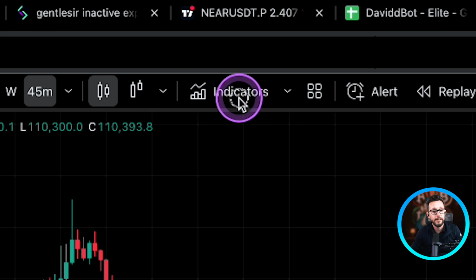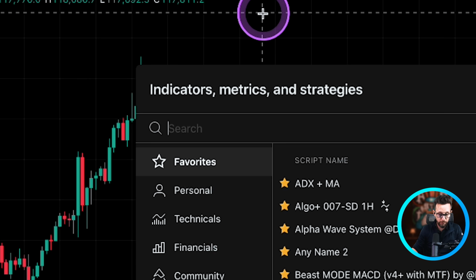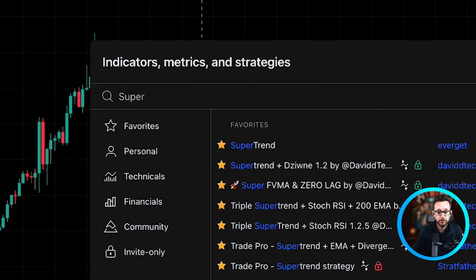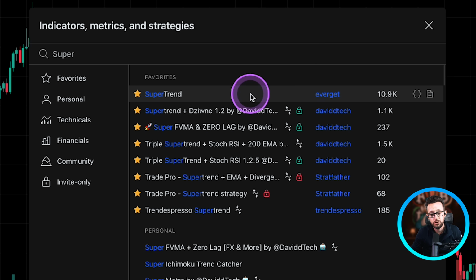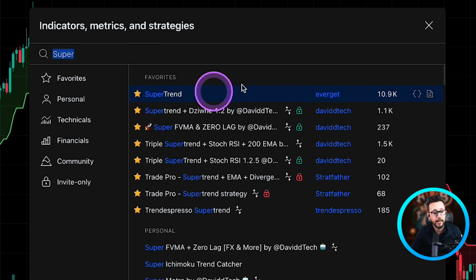First of all, we're going to click up indicators up here and we're going to search for a Super Trend. The Super Trend is going to be the base of the actual indicators. The Super Trend is going to give us our trigger. So we're going to click here and this is Super Trend by Everget. We're going to click that. We're going to add it to our chart.